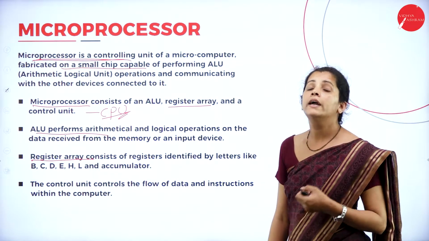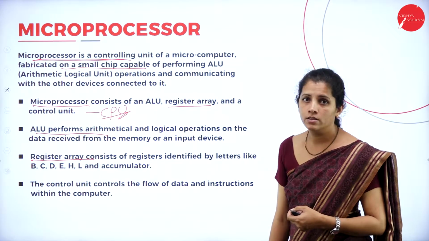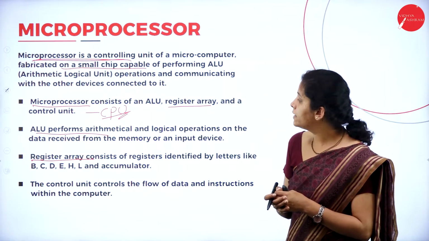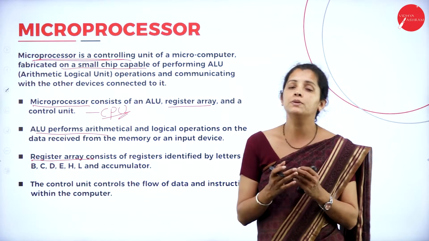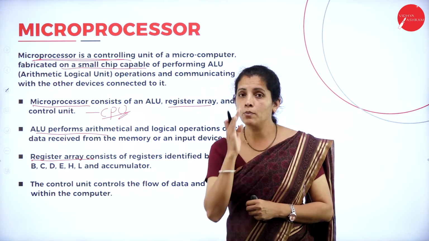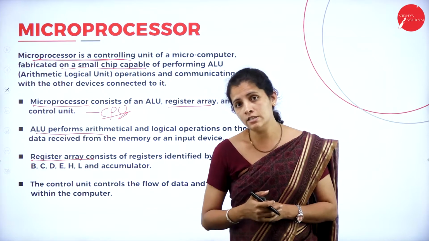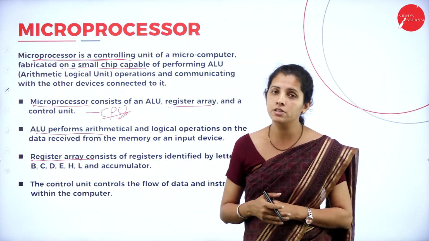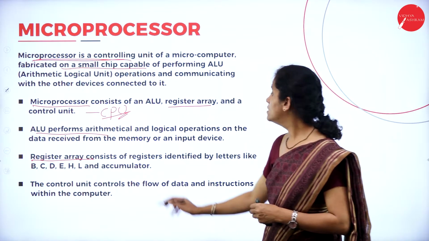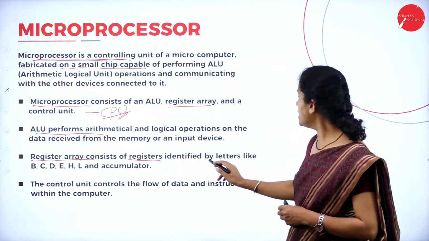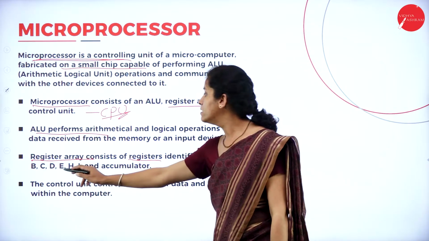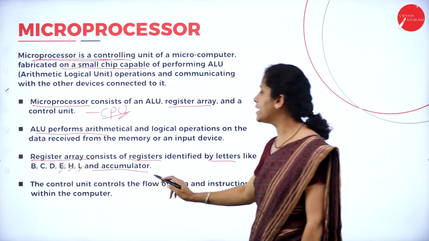Now, register array. So, what is a register? Registers are the intermediate storage. That means registers are used to store intermediate results. And when I talk about registers, I'm going to have special purpose registers as well as general purpose registers. And I'm going to have 6 general purpose registers, along with 5 special purpose registers. So a register array consists of registers identified by the letters like B, C, D, E, H, L, and accumulator.